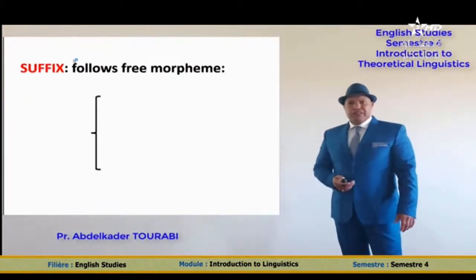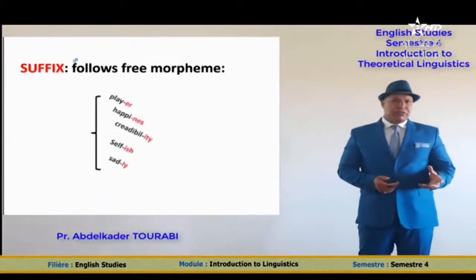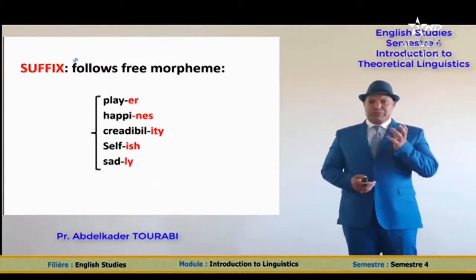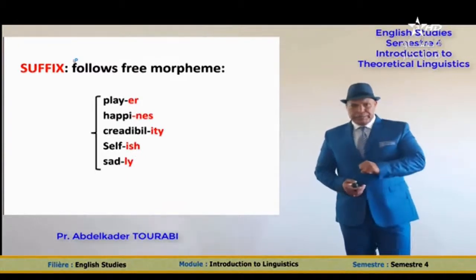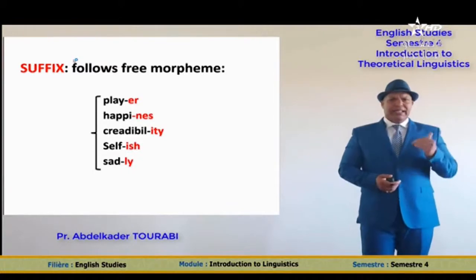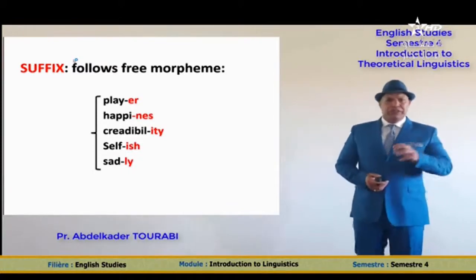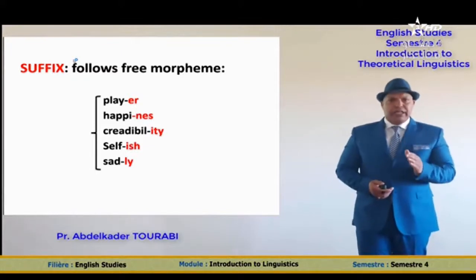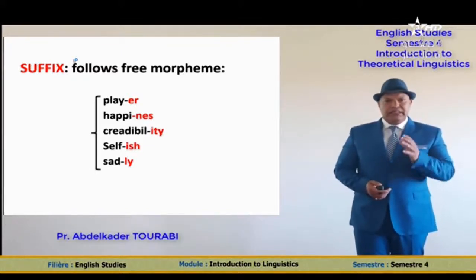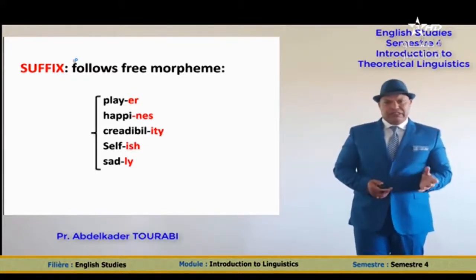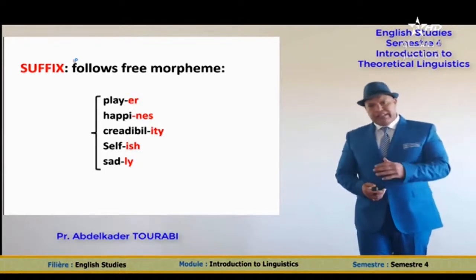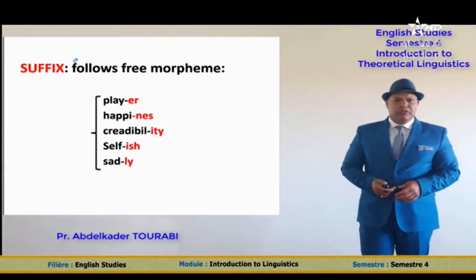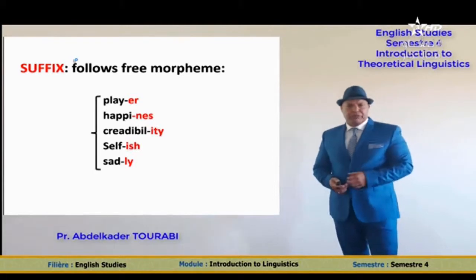Suffixes. They follow root morphemes. For example, if we take the word play, we add to it er. We have player, happy, happiness, credible, credibility, sad, sadly. Those ness, ity, ish, and ly are suffixes, and we add them at the end of the root morphemes.